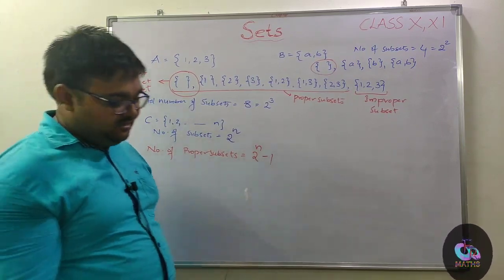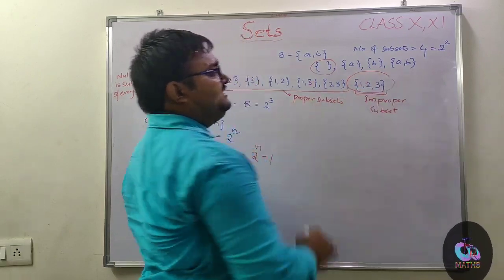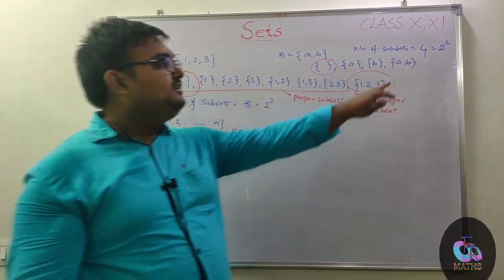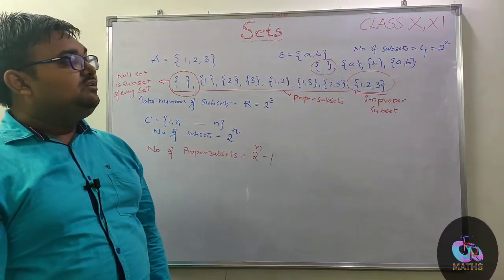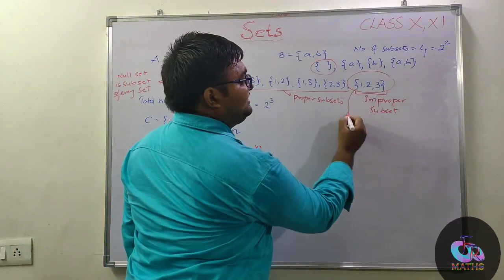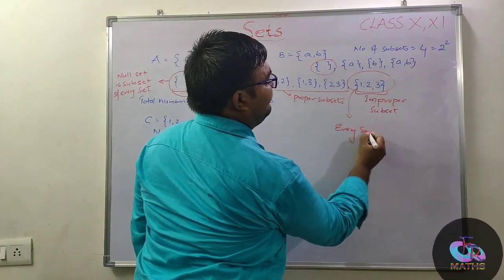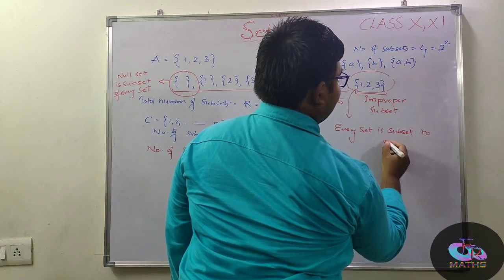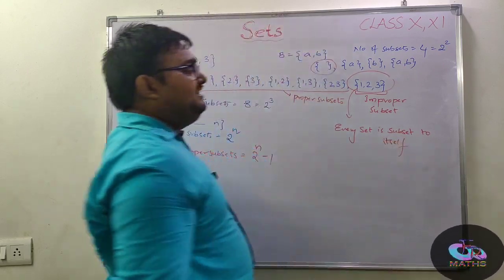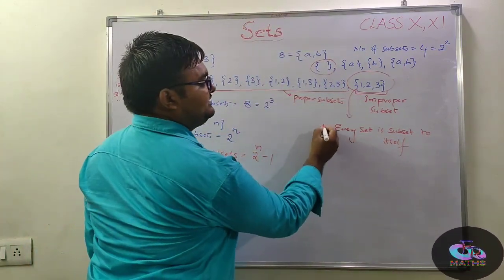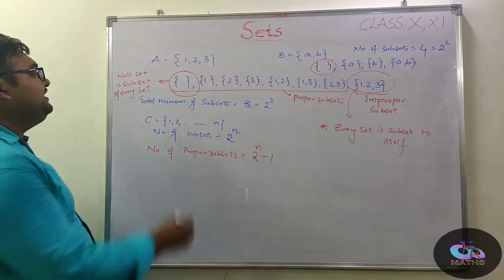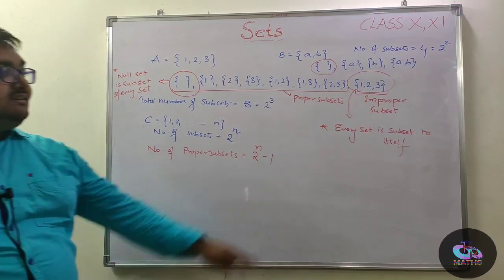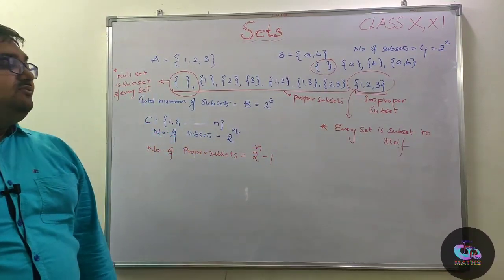Next, one more thing, if you observe this is set itself, no? So set of 1 2 3 is set itself. Here also set of AB is set itself. Now what we can say? So from this what I can say is every set is subset to itself. Every set is subset to itself. So this is one important point, and this is one more important point. Null set is subset of every set, the same way every set is subset to itself.